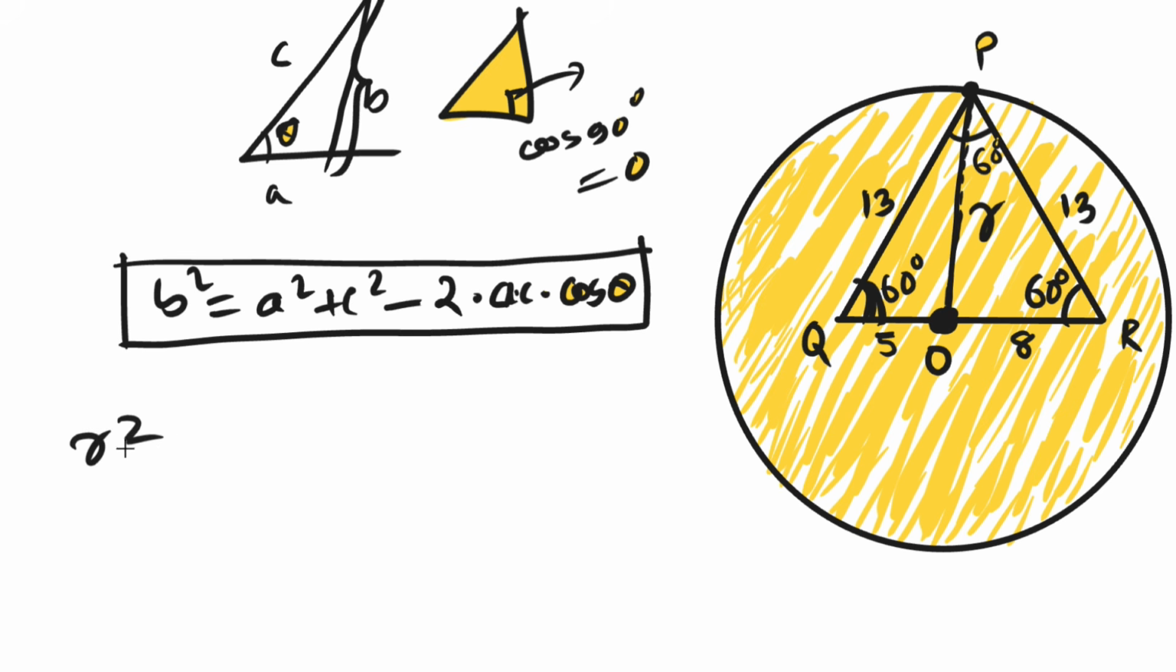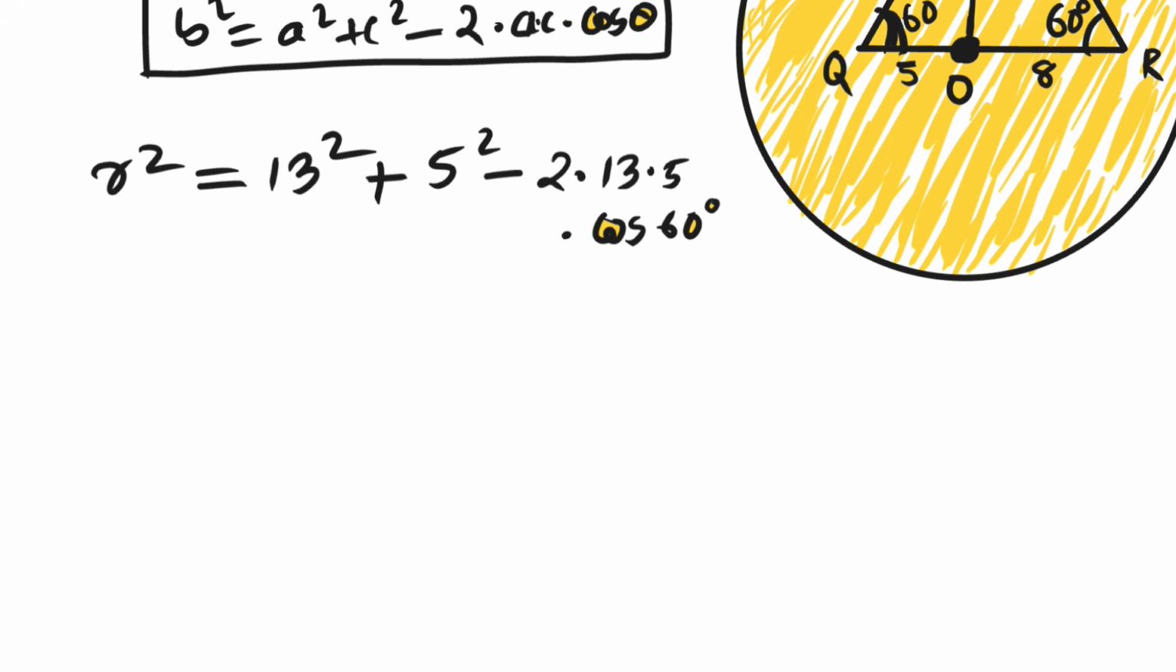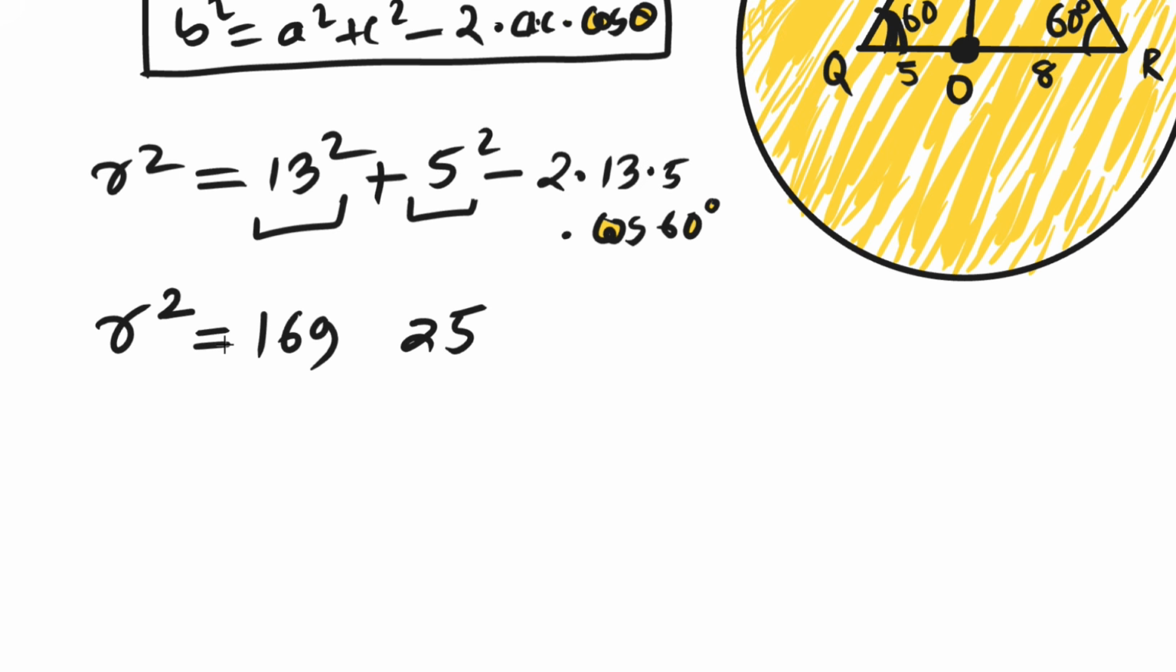Therefore, r squared equals 13 squared plus 5 squared minus 2 multiplied by 13 multiplied by 5 multiplied by the cosine of 60 degrees. Now let's simplify this carefully rather than rushing. 13 squared is 169, and 5 squared is 25. So we have r squared equals 169 plus 25 minus 2 multiplied by 13 multiplied by 5 multiplied by cosine 60 degrees.